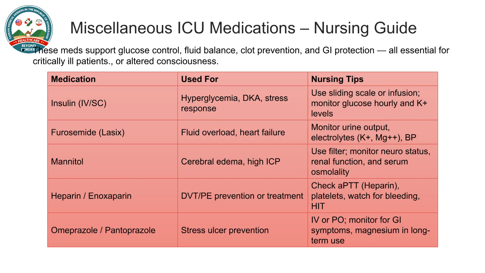Heparin/enoxaparin, for DVT/PE prevention or treatment. Check APTT for heparin, platelets, and monitor for bleeding or HIT. Omeprazole/pantoprazole, for stress ulcer prevention. IV or oral, monitor GI symptoms, and magnesium with long-term use. In summary, these medications help to maintain stability and prevent ICU complications.